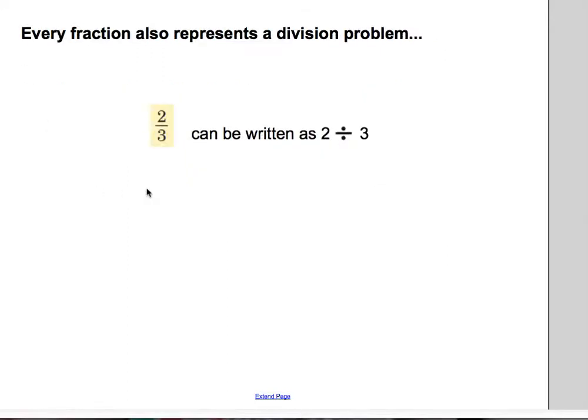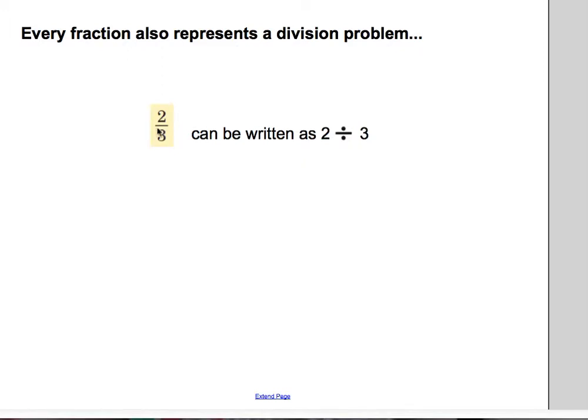One other thing to always keep in your mind is that every fraction also represents a division problem. 2/3 can be written or thought of as 2 divided by 3. That's going to come in especially handy a little bit later on when we practice changing fractions into decimals. But having this idea in your head that a fraction can be a division problem can help you. Every once in a while it will be really helpful to you if you're trying to solve a problem.